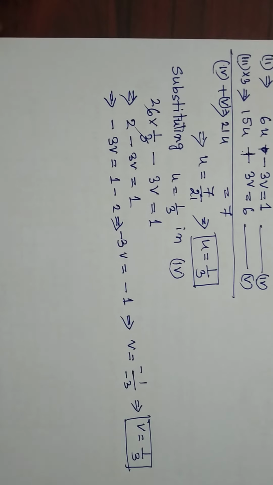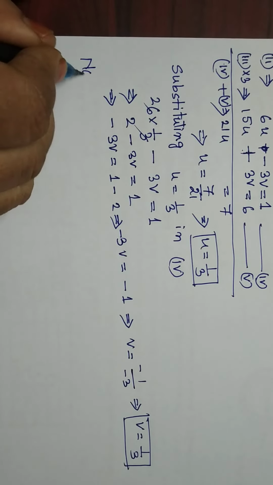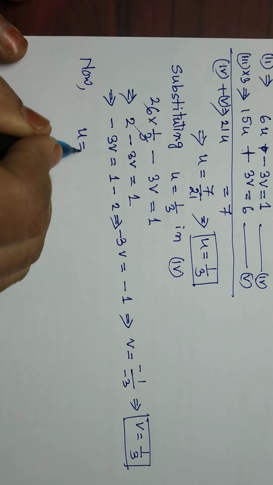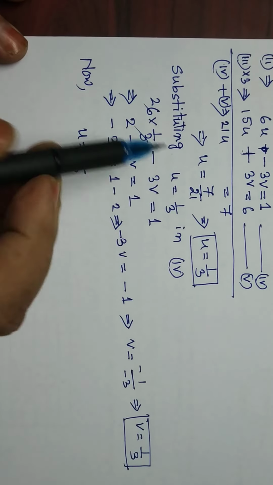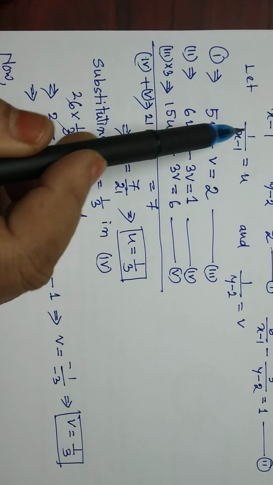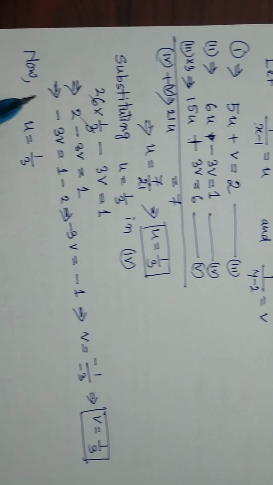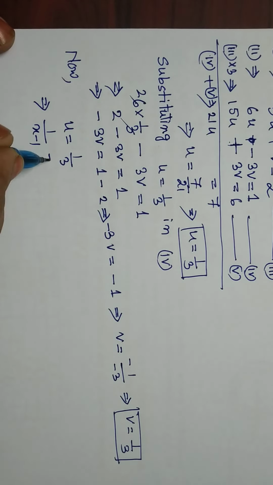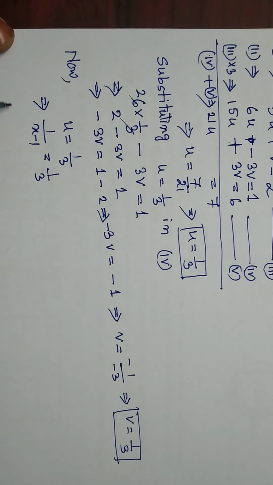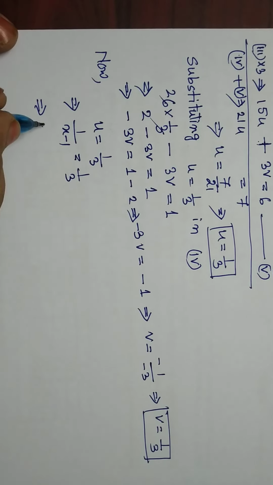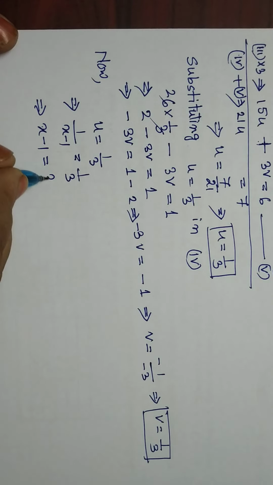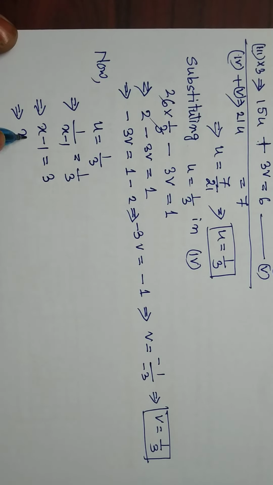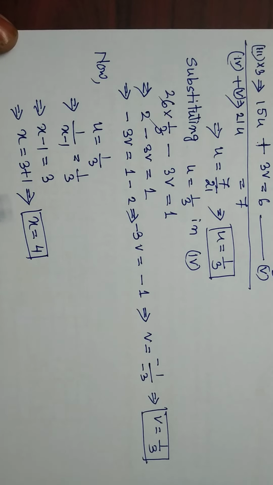Now u equal to 1 by 3, but what did we put u equal to? 1 by x minus 1 is equal to u. That's why in place of u we write 1 by x minus 1 is equal to 1 by 3. That means x minus 1 equal to 3 if we cross multiply. Therefore x is equal to 3 plus 1. This means x is equal to how much? 4. We get the value of x.